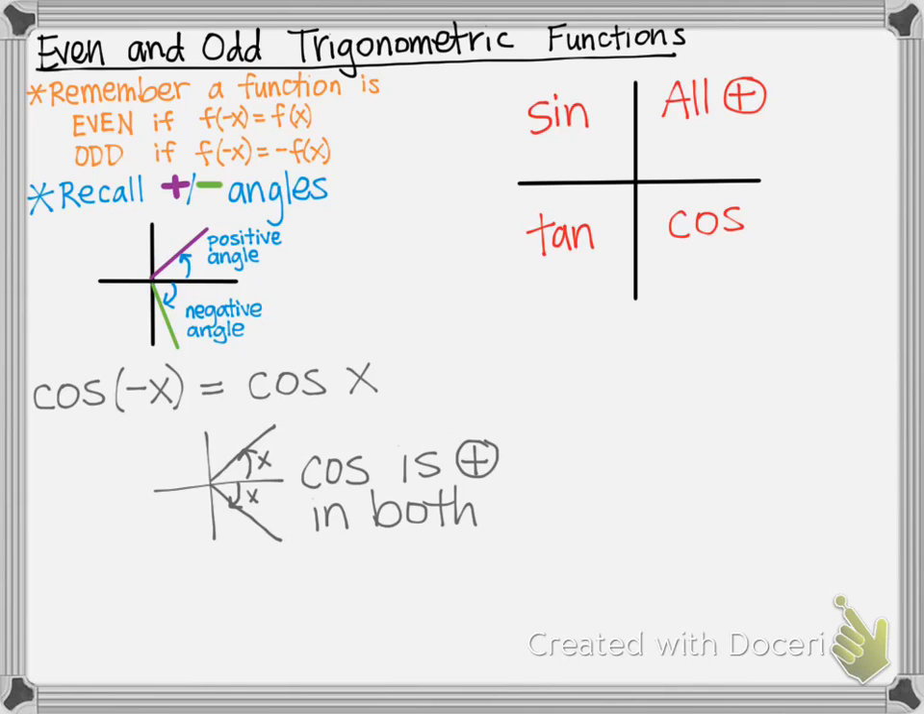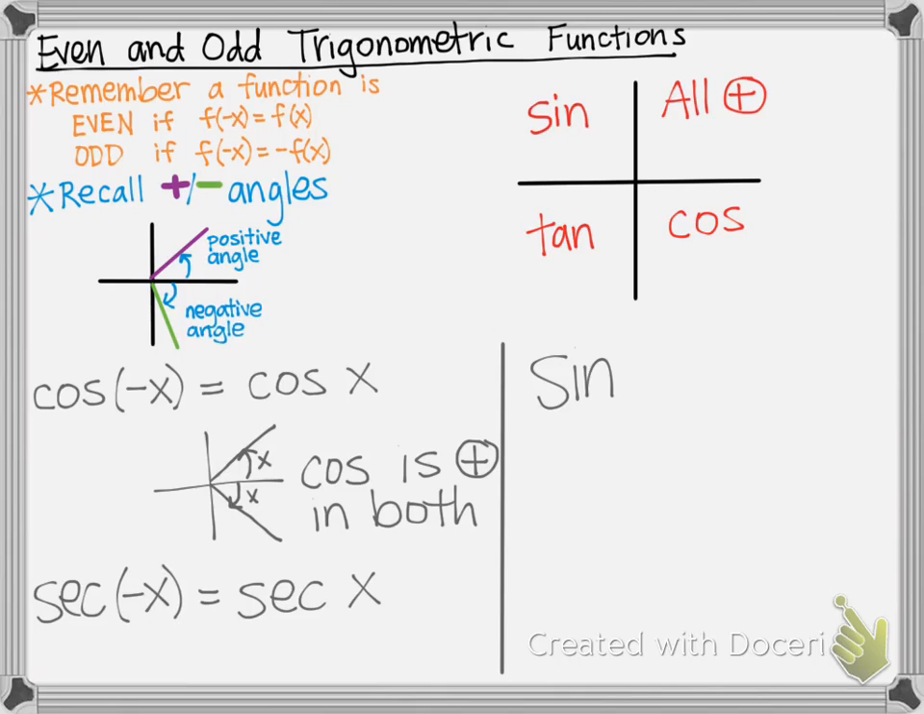So we would say that cosine is even. With cosine being even, we're going to find the same thing to be true for secant. And that's because secant is 1 over cosine. So if cosine is even, secant is also going to be even.